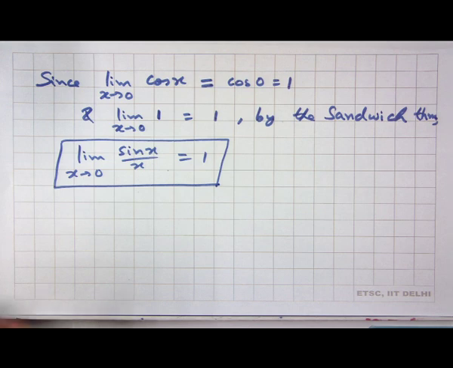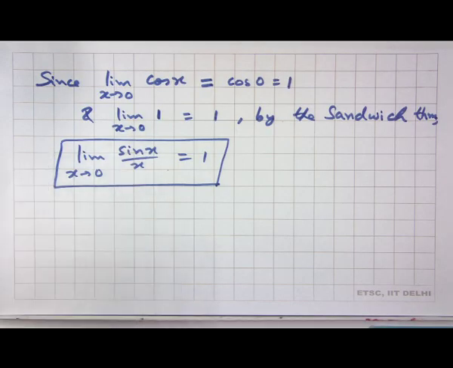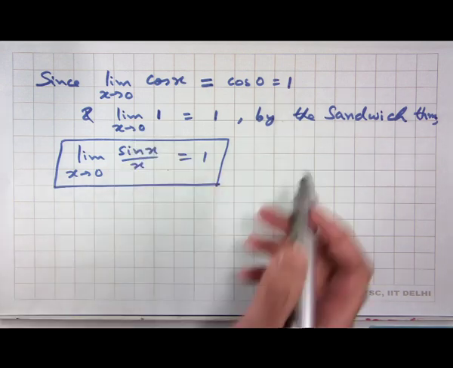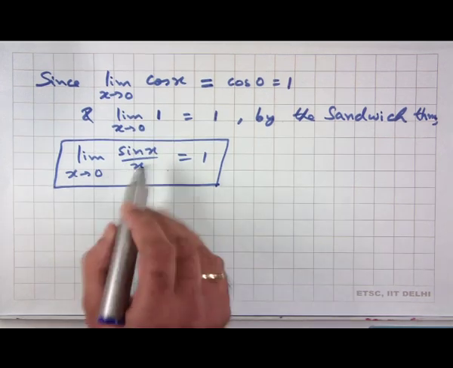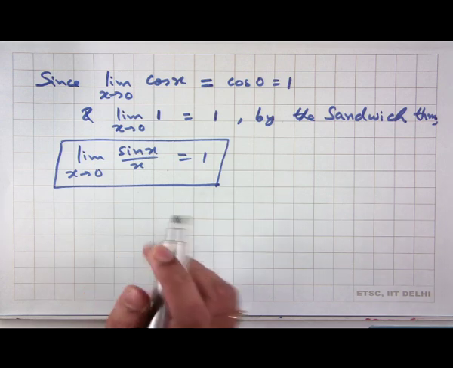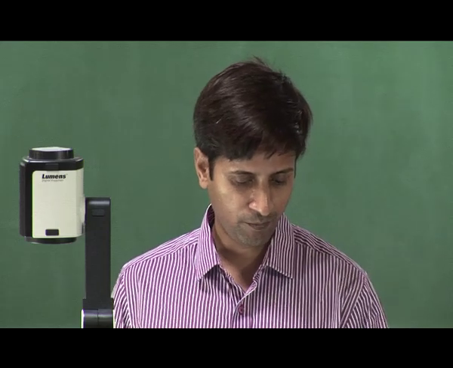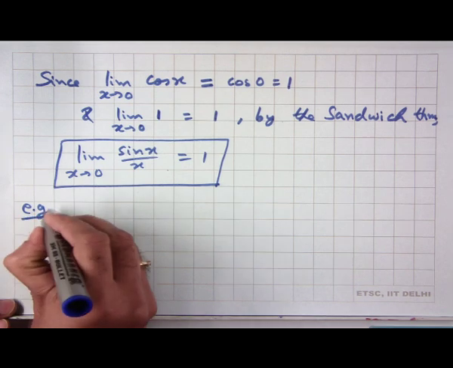So, we have proved that this limit is equal to 1 by bounding this function between two functions cos x and 1, whose limits are easy to calculate, and then we know that this limit is also equal to 1. So, this is a very important formula for limits, and you can use this to calculate many limits. So, we will do some examples using this formula.